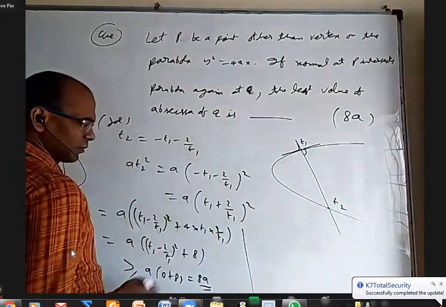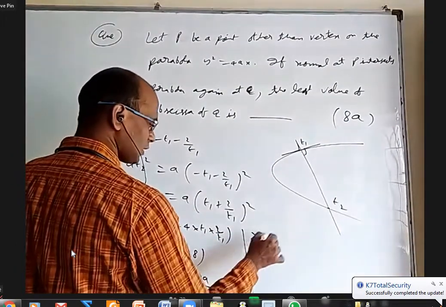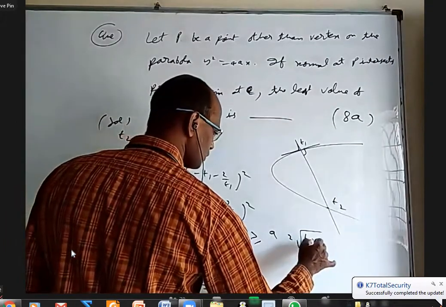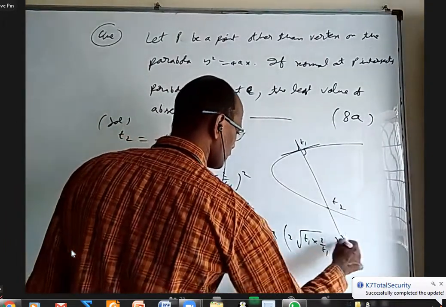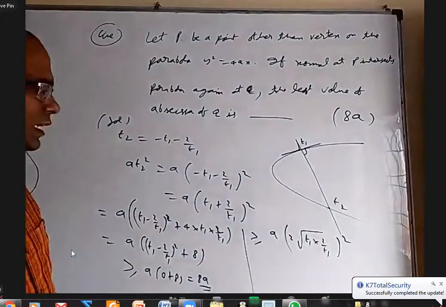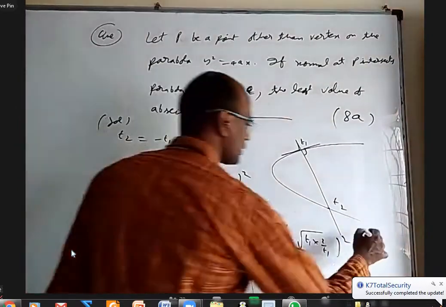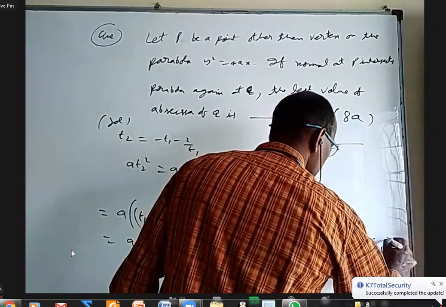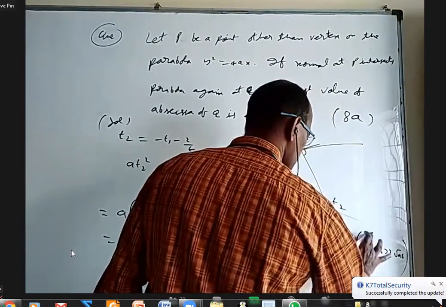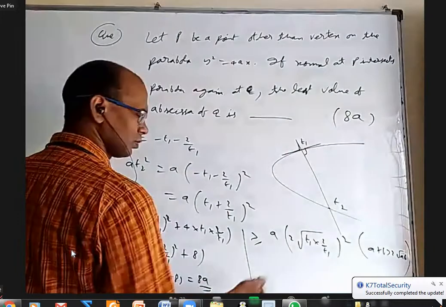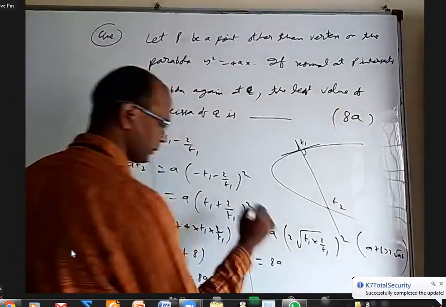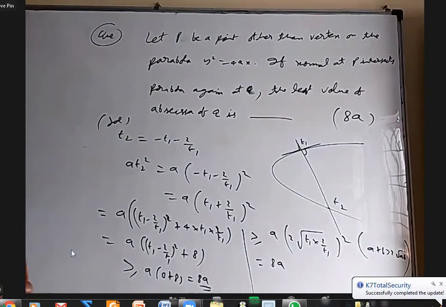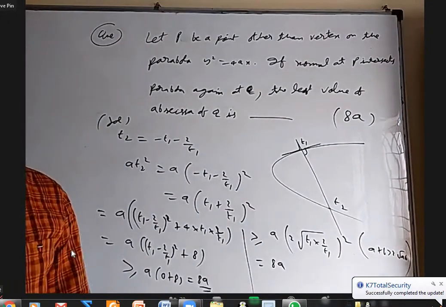Otherwise, calculus can be used. I want to use the AM-GM inequality. I can write 2 root T1 into 2 by T1 whole square. A plus B by 2 is greater than or equal to root AB. You can write A plus B is greater than or equal to 2 root AB, if they are positive numbers, of course. So that is also equal to 8a. But I think in the figure, at least you can see there should be a point with least x coordinate, right?